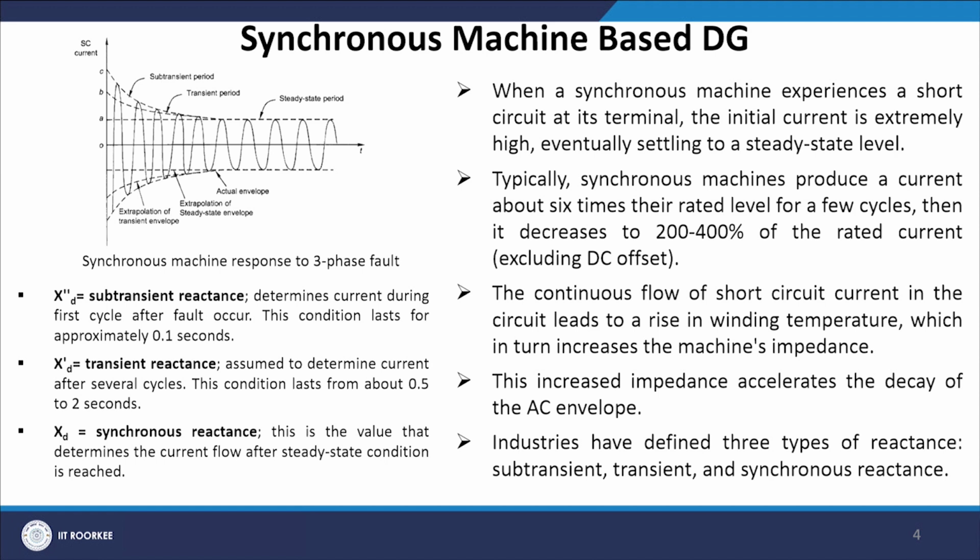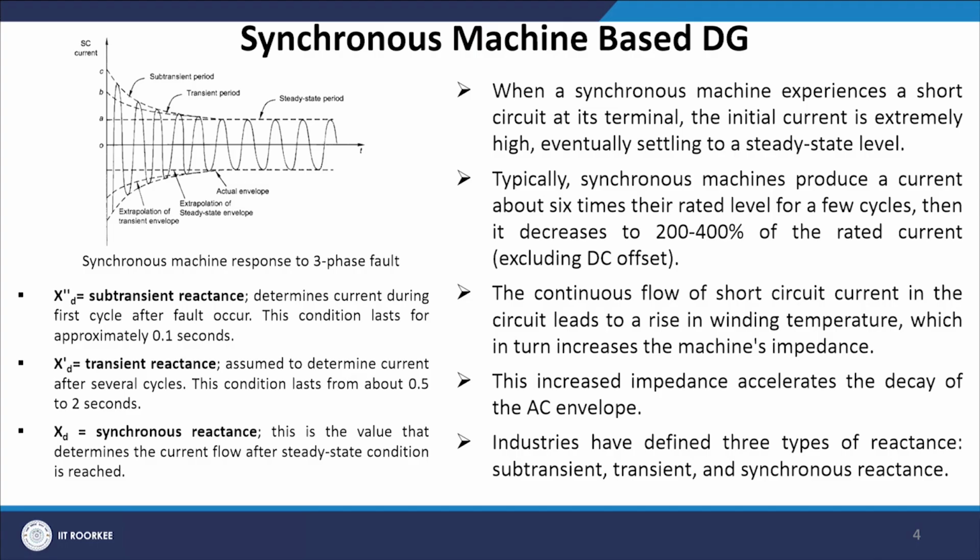Now, synchronous machine based distributed generations. Now, when a synchronous machine experiences a short circuit at its terminal, the initial current is extremely high, eventually settling to a steady state level. Typically, synchronous machines produce a current about 6 times their rated level for a few cycles. Then it decreases to 200 to 400% of the rated current, excluding DC offset.